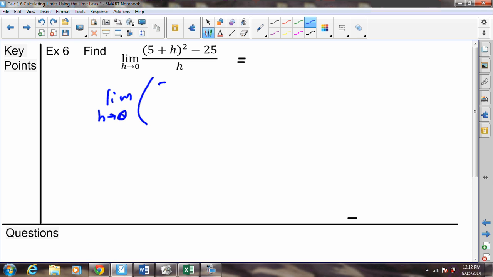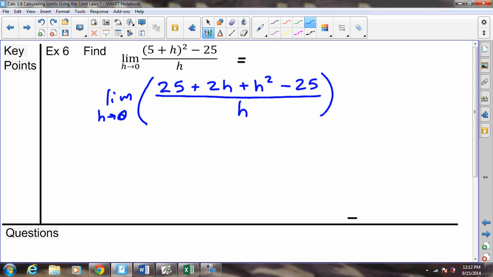Five plus h squared would be 25 plus 10h plus h squared. Then we'll subtract off the 25, all over h, with the limit as h approaches 0. What winds up happening? 25 minus 25 cancels, giving us 10h plus h squared.